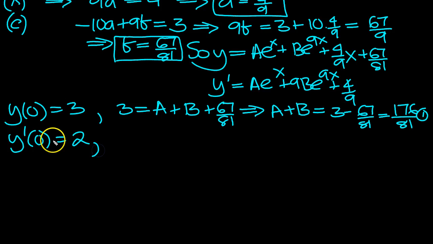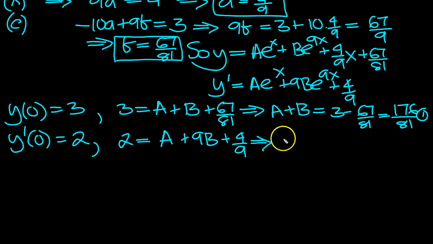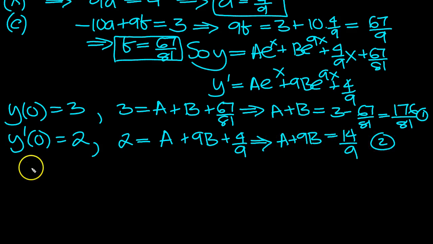Now we want the other initial condition, y dashed 0 equals 2. So when x is 0, y dashed is 2. So 2 equals then, x is 0, e to the 0 is 1, so that's A. This is 9B e to the 0, isn't it? So that's 9B. And then we've got plus 4 ninths. So that tells us that A plus 9B is equal to, move the 4 ninths over, this is 18 ninths, take 4 ninths is 14 ninths. This is number 2. Now we can take them away from each other. 2 take 1.